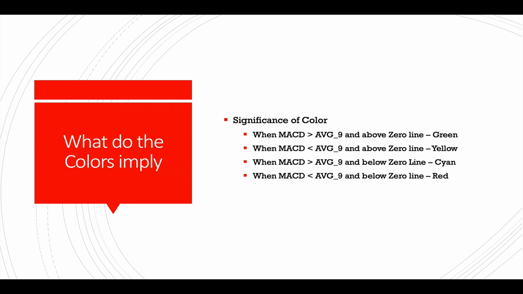So let me walk you through the significance of the colors, and I'll show you what I mean by that. Now, this is only relevant when we are in the primary mode or the secondary mode. So what we are saying here is that when MACD is greater than its average and it's trading above the zero line, that's your green and the most bullish situation. However, your MACD can be above the zero line, but when it drops below its moving average, it's now yellow, which basically is a sign of caution, right?